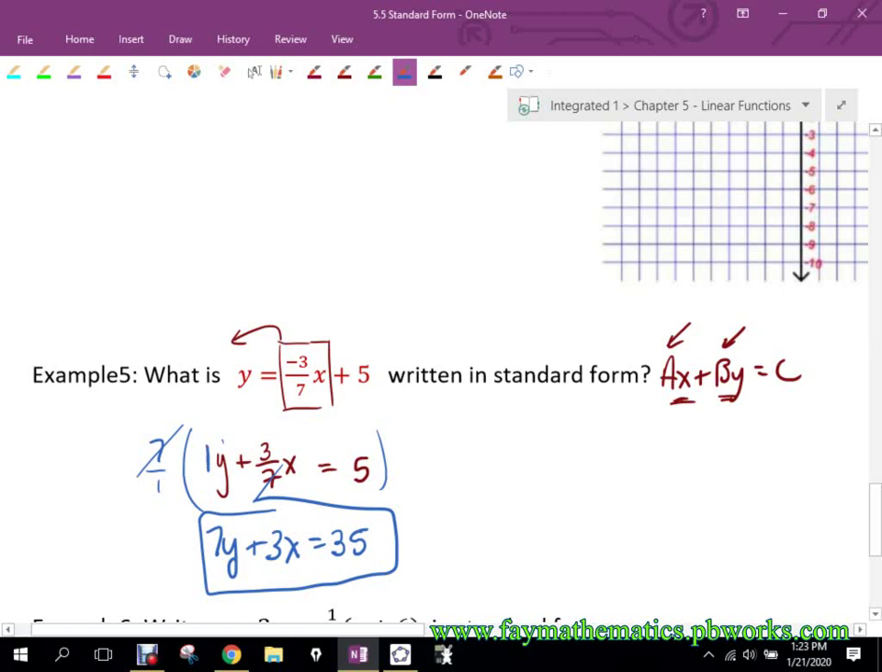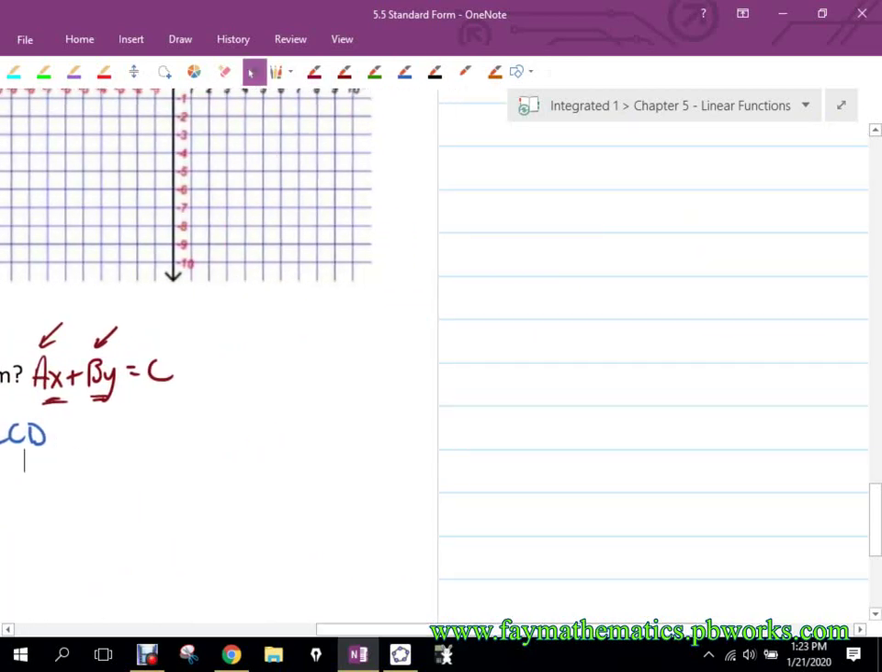So what happens here, if we need to get rid of fractions, you multiply by what we call the LCD, the least common denominator. So if I had something like this, let's say that we had, like, let's just say 1/2 x plus 2/3 y equals 4.